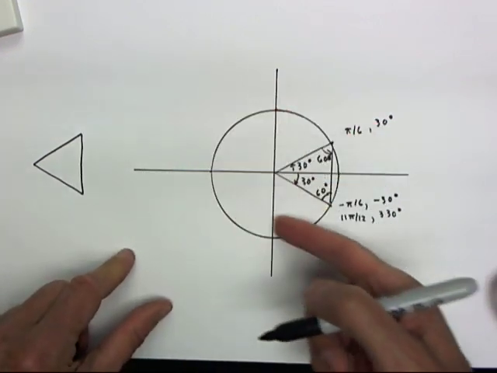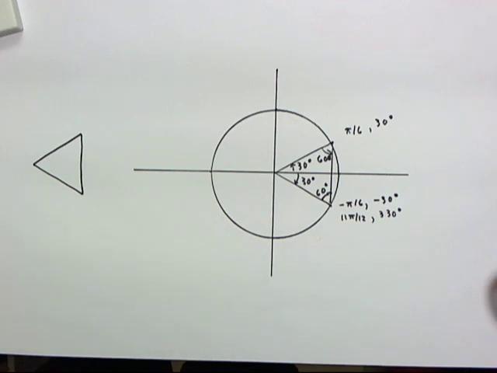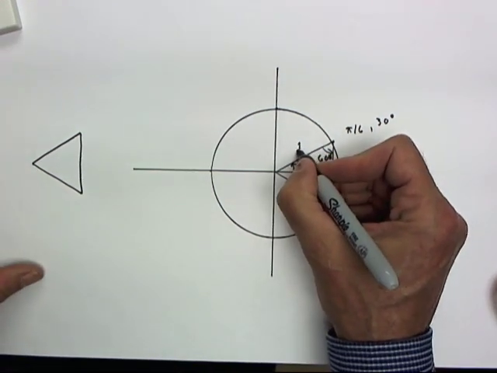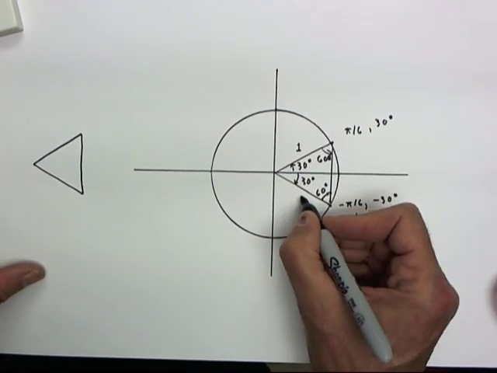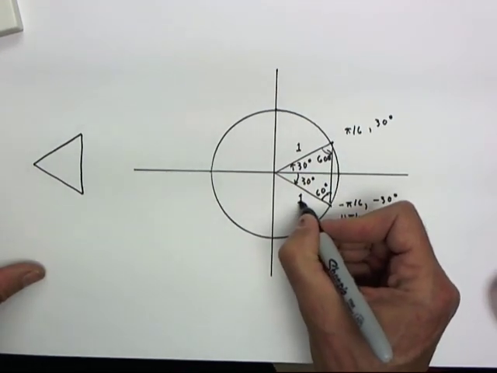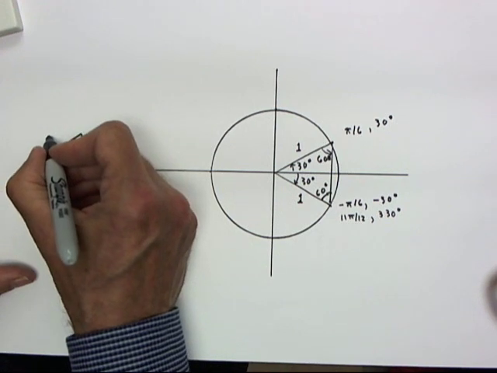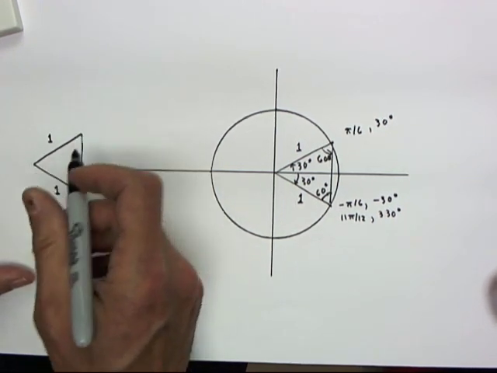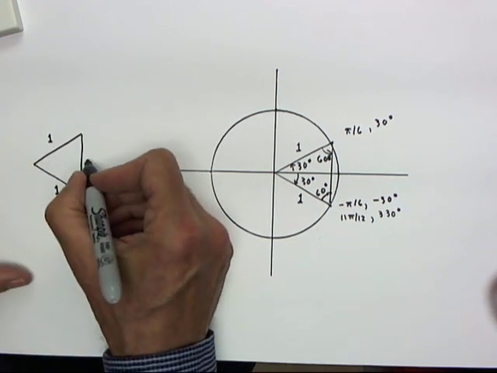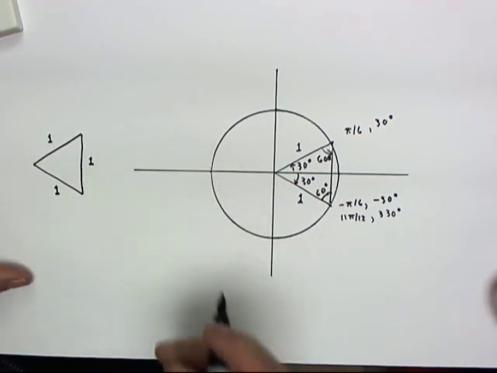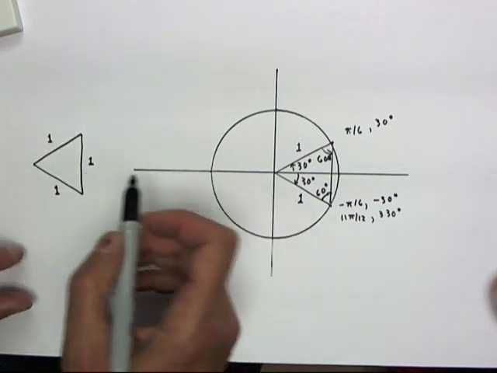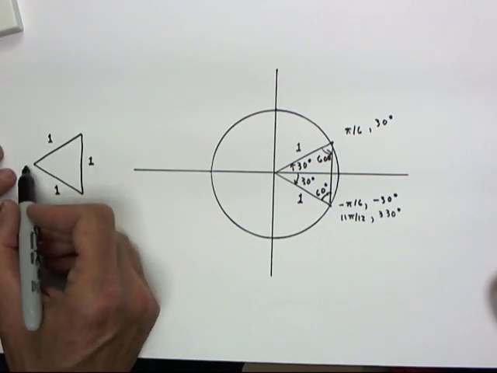Now, this circle is assumed to be a circle of radius 1, a unit circle. So the length of this line is 1, and the length of this line is 1. So we know that the length of this line should be 1, and the length of this line should be 1. And by the symmetry and so forth, we conclude that the length of this line should also be 1. This one looks a little long to me, but that's just because of the way I drew it. We're going to pretend it's correct.